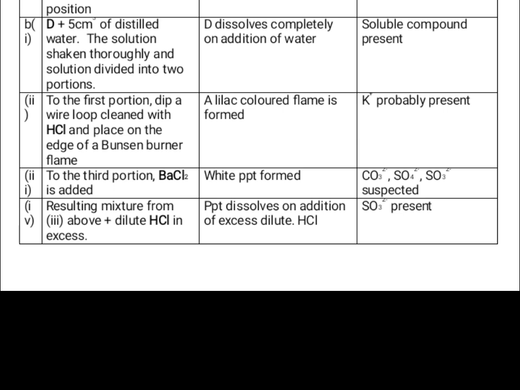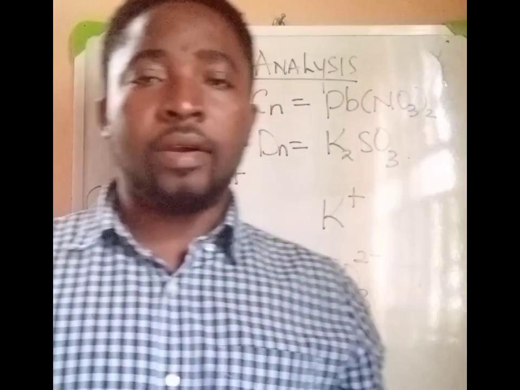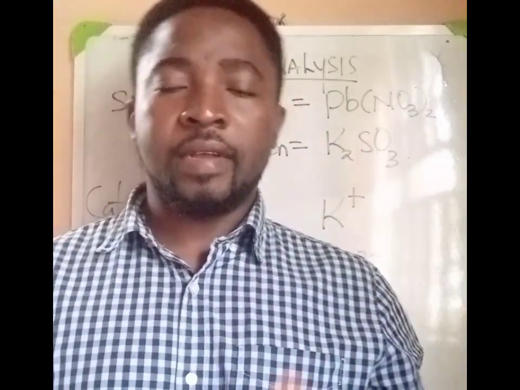So remember, when you add barium chloride to the test solution and a white precipitate is formed, there are three possible anions or negative ions to be suspected. That is CO3 2 minus, SO4 2 minus, and SO3 2 minus. But when you add HCl in excess and the precipitate dissolves, it is SO3 2 minus that is likely present in the solution. Okay, that's the much we can take on today's salt analysis.